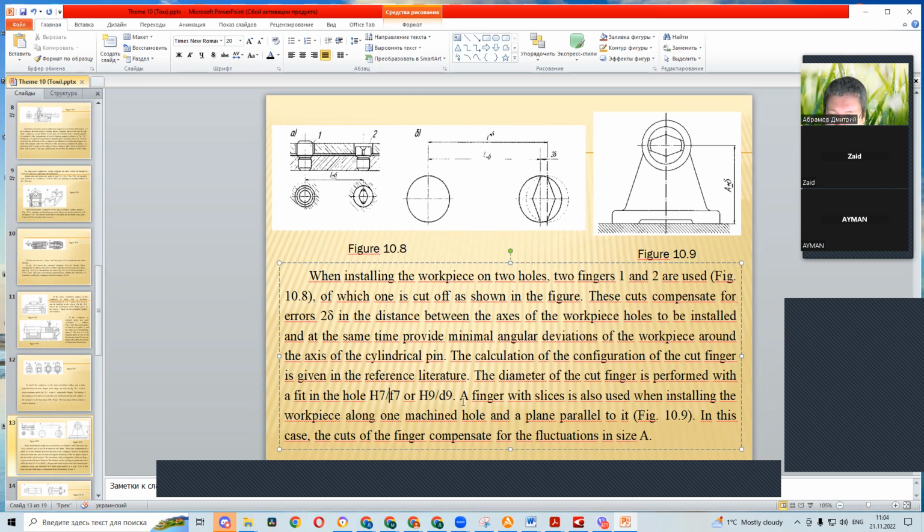A finger with slices is also used when installing the workpiece along one machined hole and a plane parallel to it. In this case, the cuts of the finger compensate for the fluctuations in size A, like in figure 10.9.